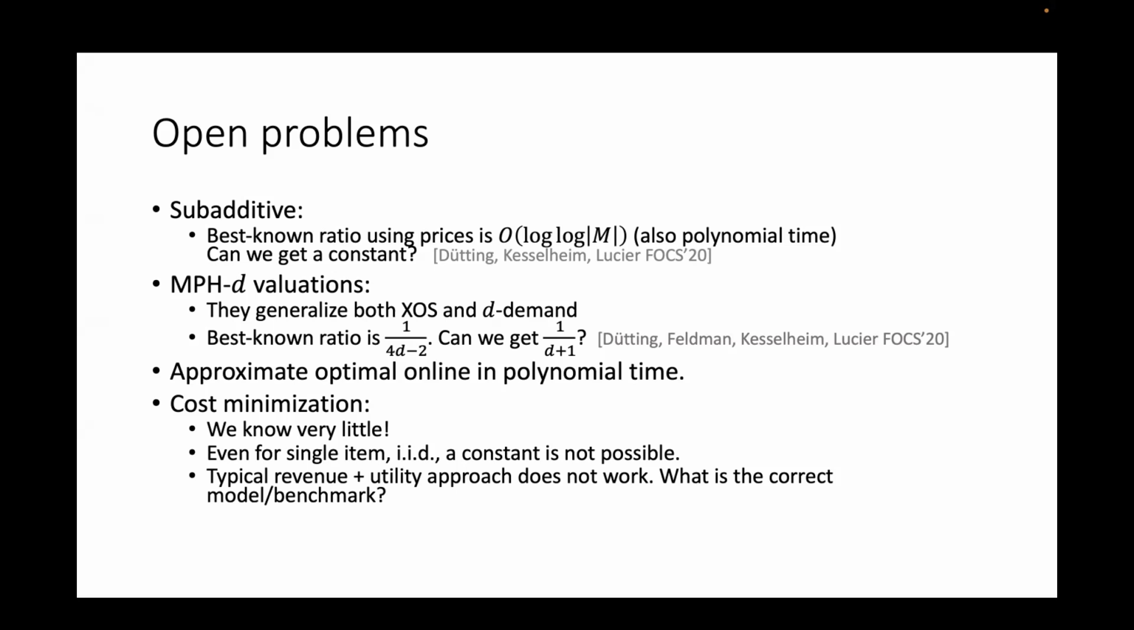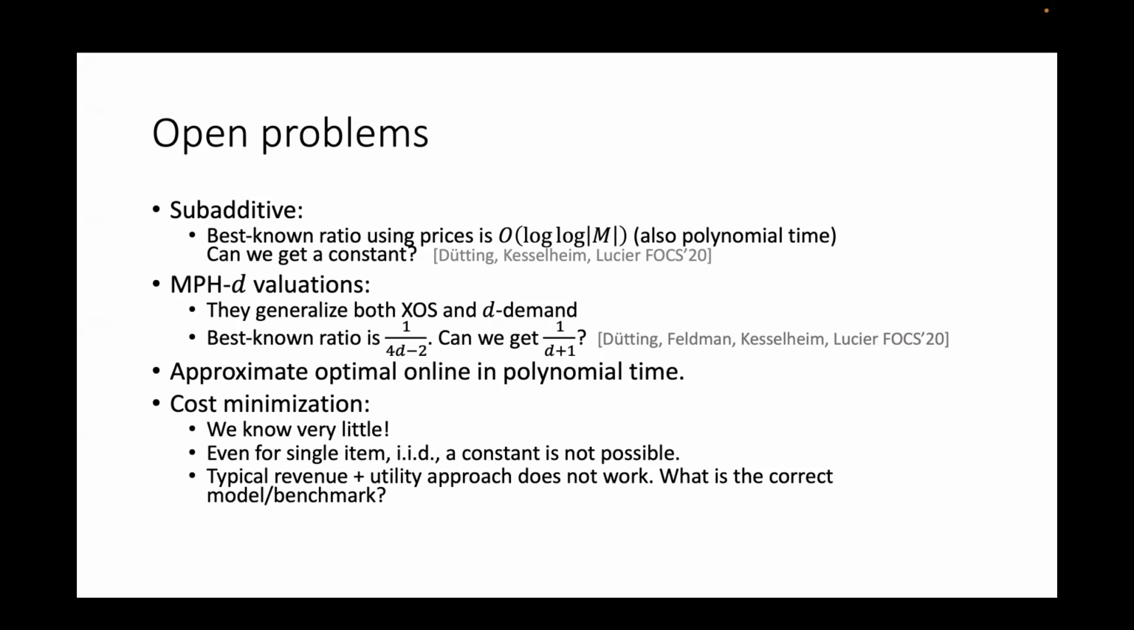And lastly, cost minimization. All these prophet inequalities and variants are about the maximization of social welfare, right?